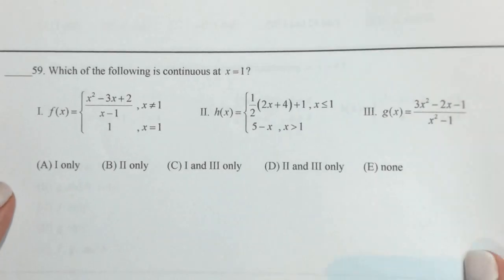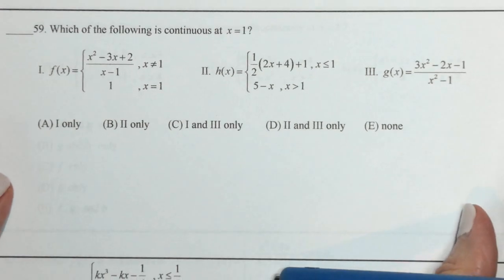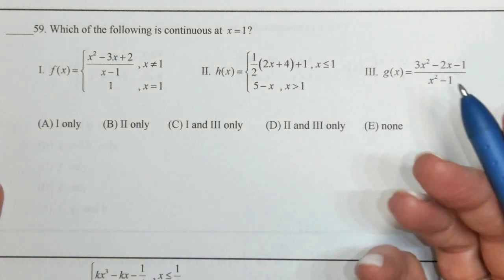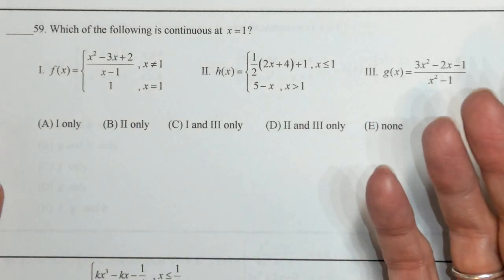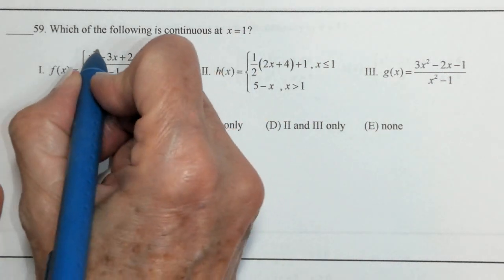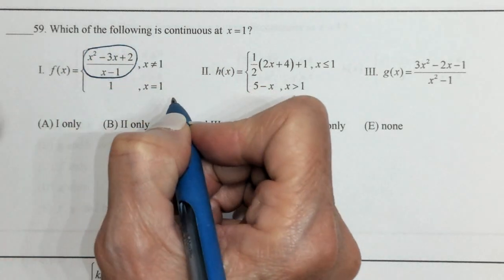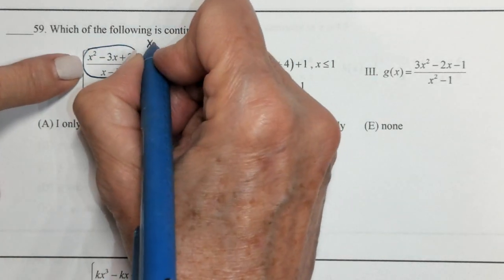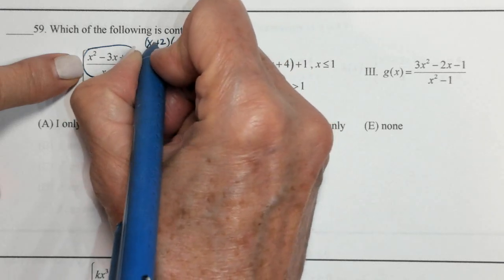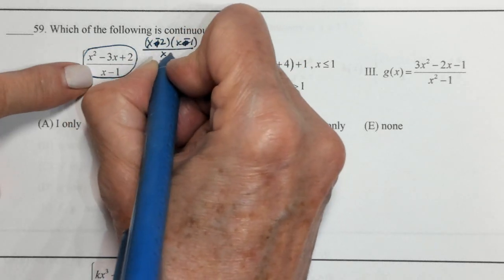Number 59. Which of the following is continuous at x is equal to 1? Continuous at x is equal to 1. Limit from the left is equal to the limit from the right, which is equal to the value of the function at 1. Okay, so for this first one, got a little piecewise function. I'm going to factor the top, and I get x plus 2, x plus 1, x minus 2, x minus 1, over x minus 1.